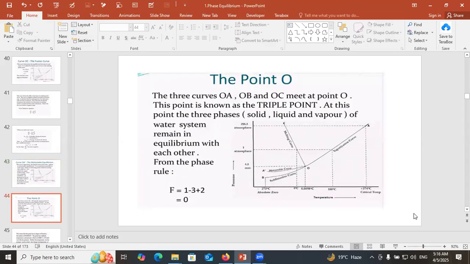The point O: the three curves OA, OB, and OC meet at point O. This point is known as the triple point. At this point, the three phases, solid, liquid, and vapor, of the water system remain in equilibrium with each other. From the phase rule, F equals 1 minus 3 plus 2 equals 0.